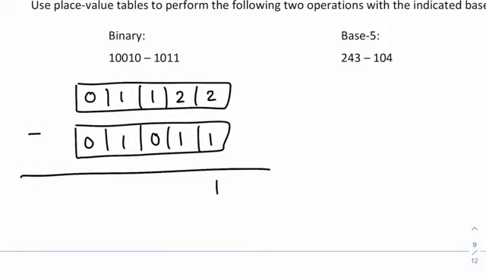So we have 2 minus 1 is 1, 2 minus 1 is 1, 1 minus 0 is 1, and 1 minus 1 is 0, and 0 minus 0 is 0. So really, 1, 1, 1 is the result of this binary subtraction.